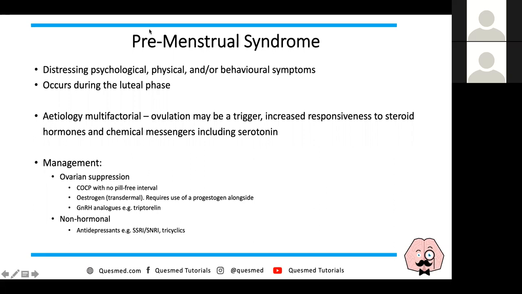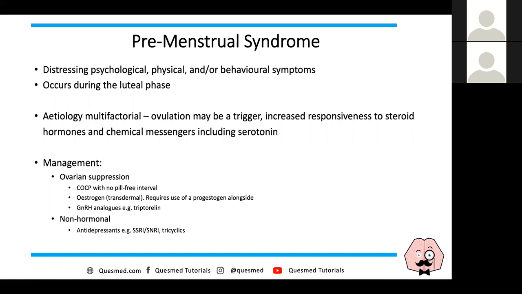Other treatments, we can use transdermal estrogen. But we do need to remember that we need to use a progesterone alongside that. So we never prescribe unopposed estrogen in someone with a uterus. The reason is that estrogen will cause the endometrium to proliferate, which can cause hyperplasia, and it can predispose to cancer. So if you are thinking about estrogen patches, remember we always need to give a progesterone to prevent that.